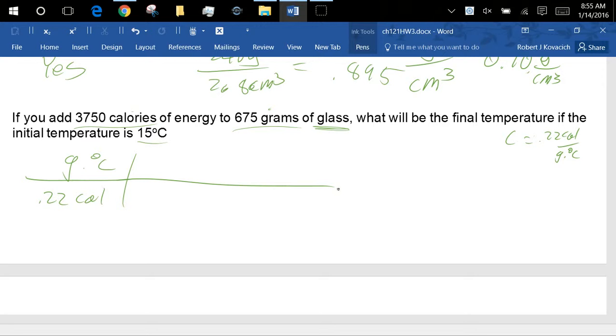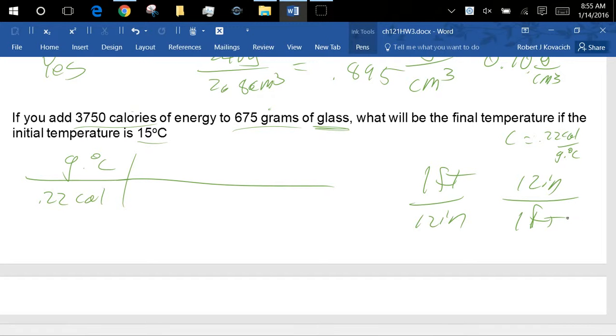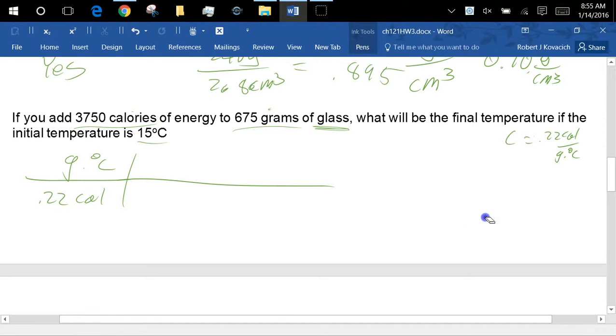Is it okay to flip the specific heat value over? Is that okay? How about this? 1 foot is equal to 12 inches. Everybody's fine with that. How about 12 inches equal to 1 foot? Is that okay? So it doesn't matter. Once I have a fraction and that fraction is set, that is a property for specific heat. So if I put 0.22 calories into some glass and the thing is 1 gram big, it's going to raise its temp 1 degree Celsius. So it doesn't matter which one of those two things I put in the numerator and which one I put in the denominator, as long as everything that was in the denominator, when I flip it over, goes up to the numerator and vice versa.